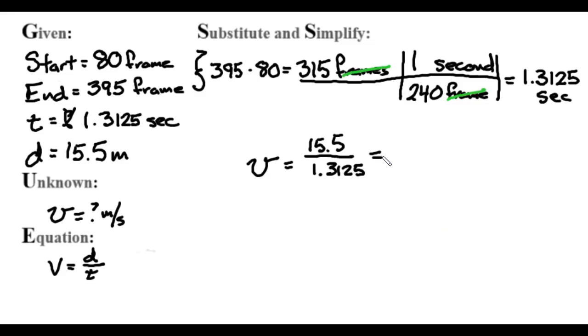When I do the math, I get a velocity of 11.8095, let's say 2 meters per second. But if we kind of clean that up and just make it an easy number to say, let's say 11.8, the 9's going to round the 1 up, 11.8 meters per second.